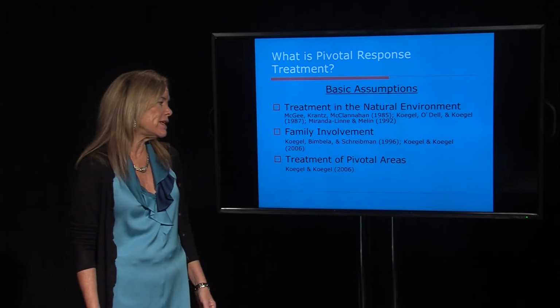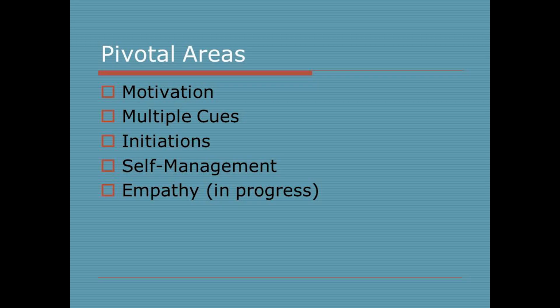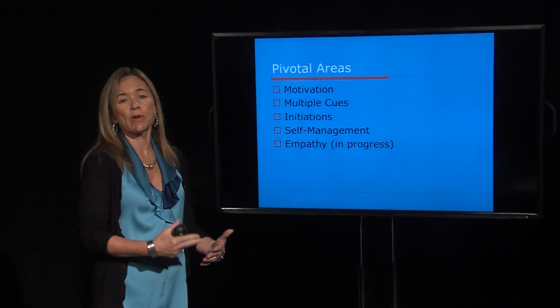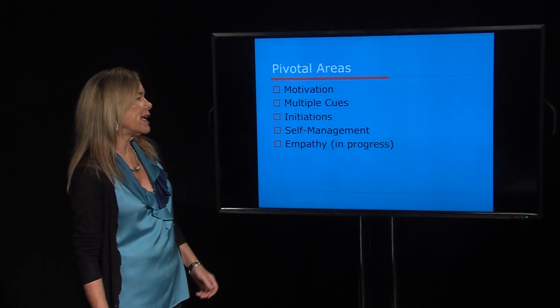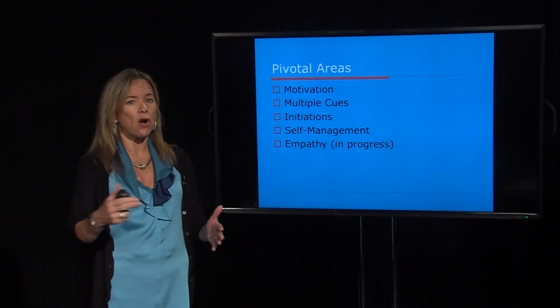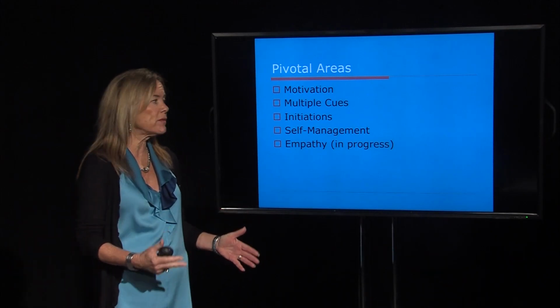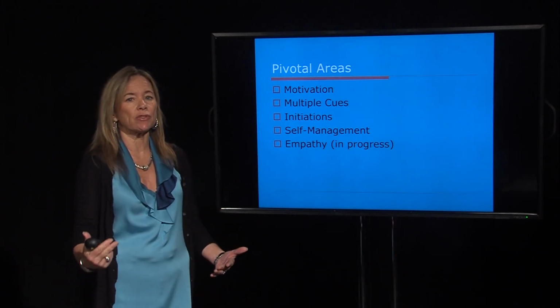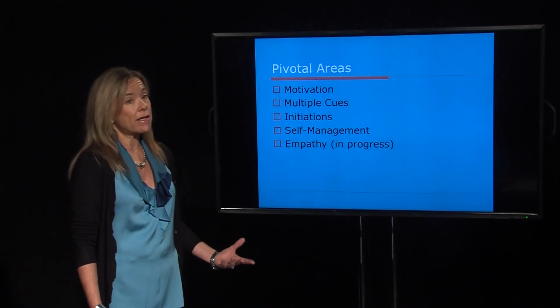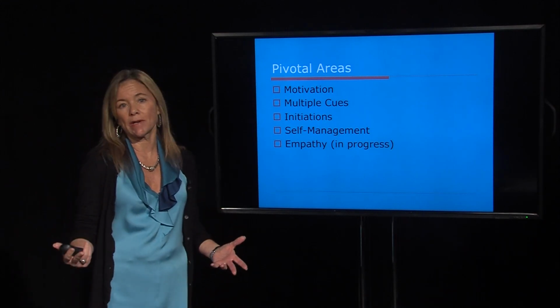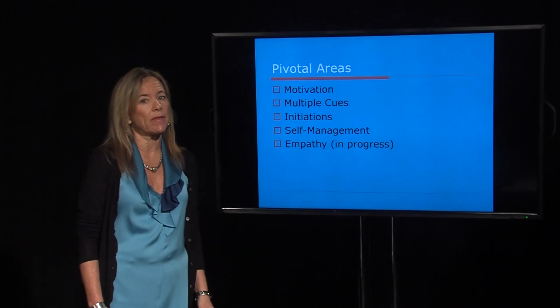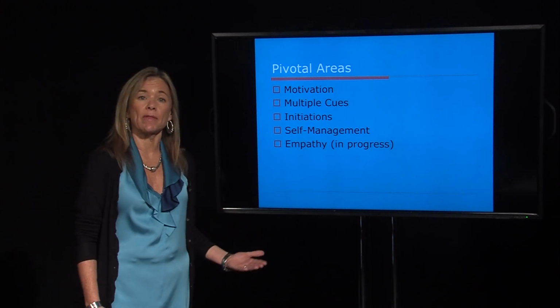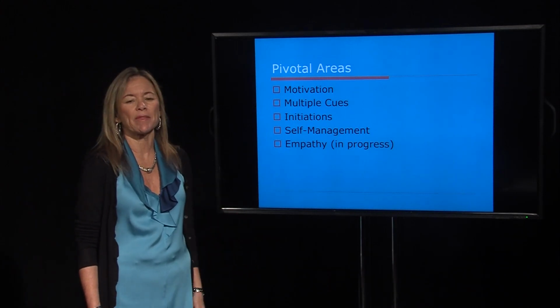So we've worked over the years on trying to find various pivotal areas. A few of the areas that we've studied that look like they're pivotal, in other words, have widespread positive changes in other areas, are motivation, and that's what I'll focus on right now today, and multiple cues, responding to all the cues in the environment instead of a limited number. Initiations has been a big one, where we teach the children how to initiate interactions. Self-management, so that children or young adults or adolescents can take responsibility for their own behavior. And now we're working on some studies in empathy, looking to see how we can teach empathy for individuals that aren't really showing a lot of empathetic responses.